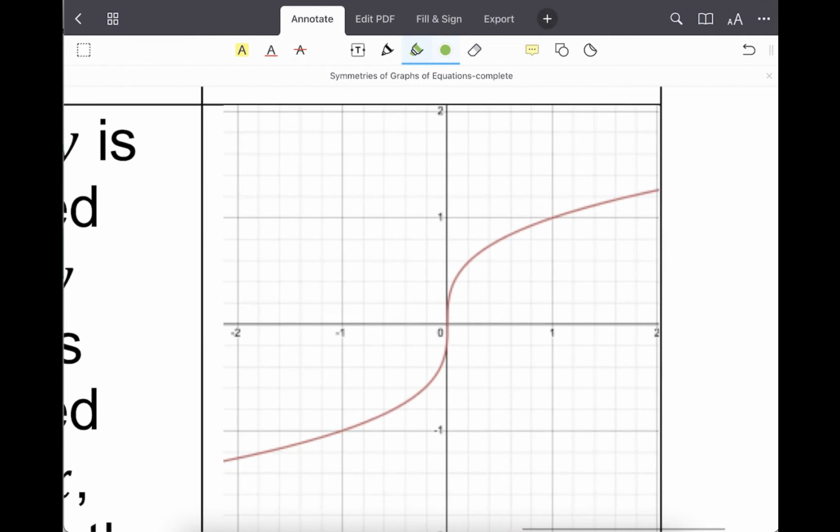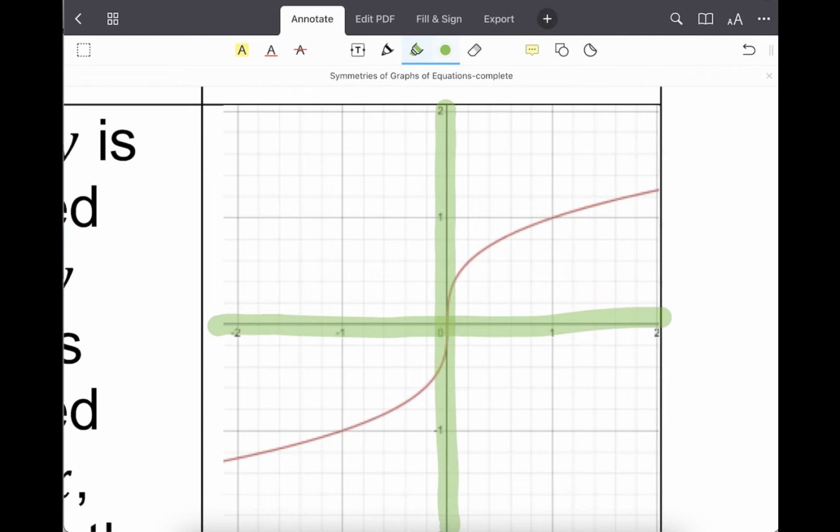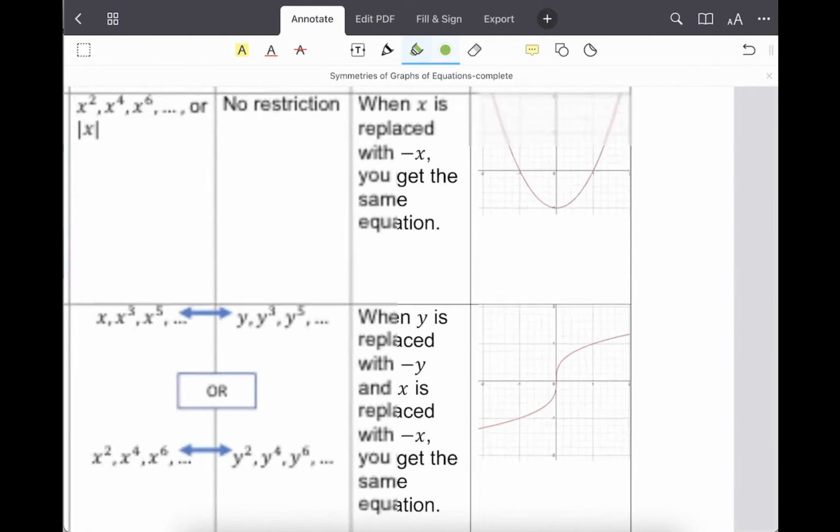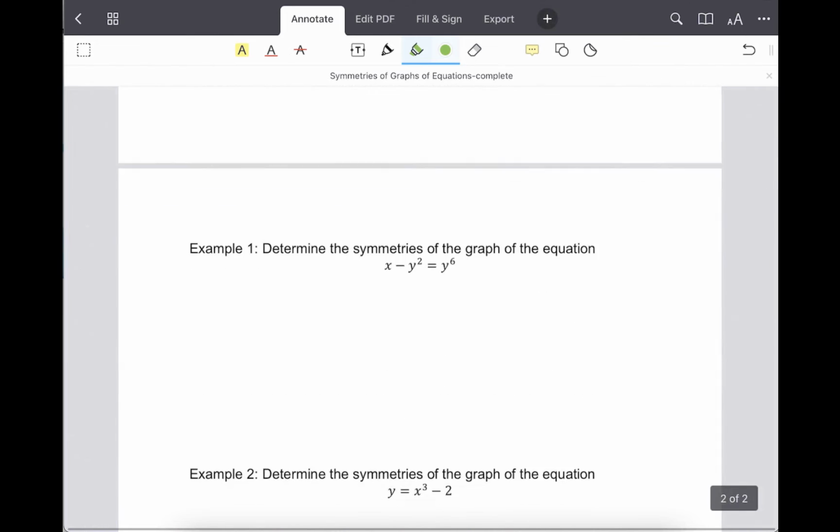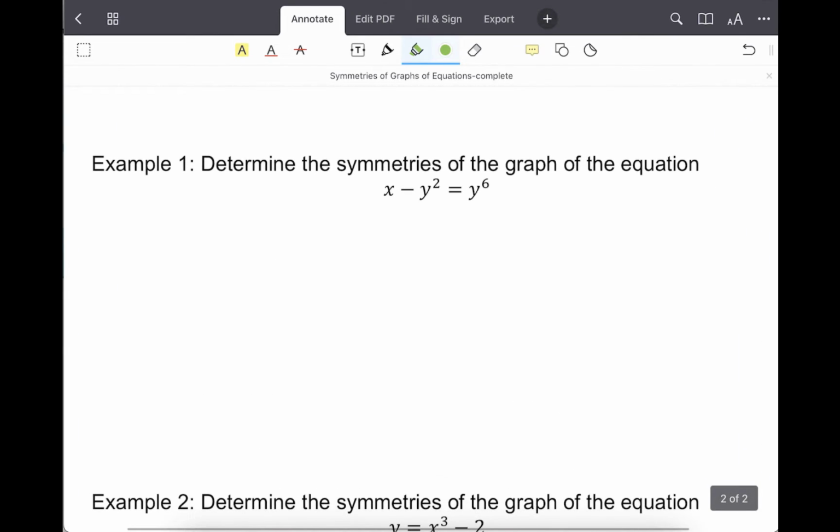You can kind of think of this one as first you reflect across the y-axis, and then you reflect across the x-axis. And if it falls onto the same line, it has origin symmetry. Okay, so example 1, we want to determine the symmetries of the graph of the equation x minus y squared equals y to the 6th.